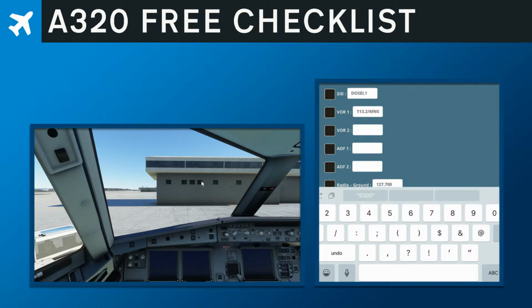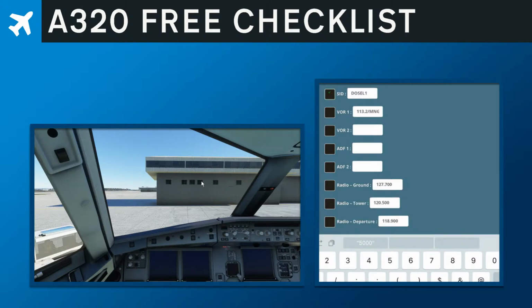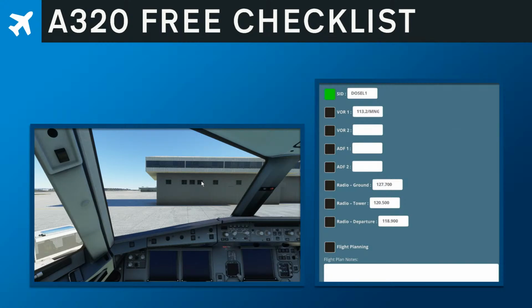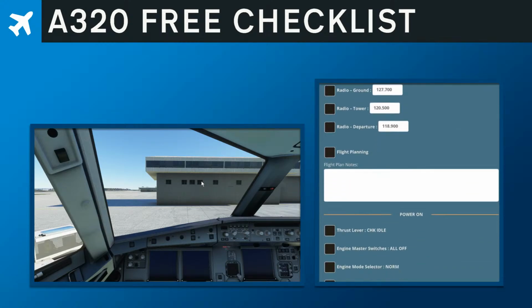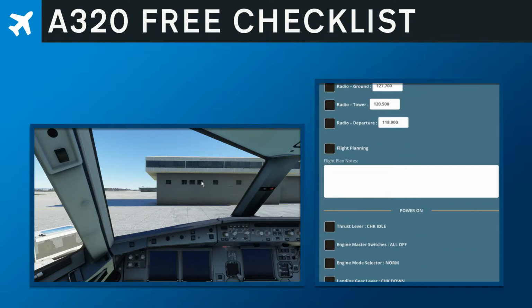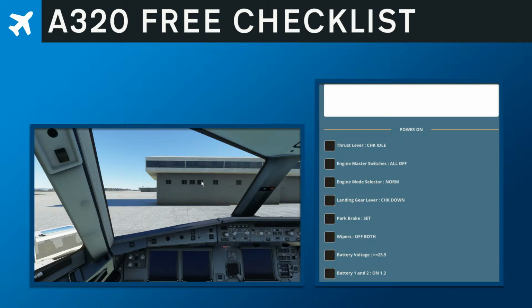So our standard instrument departure is going to be Dorsal 1 out of YMML, and we'll need a VOR of 113.2, and we'll pop that in a minute. I've just made a note of some of the radio stations, but we'll use the basic radio tower and all that kind of thing from the game. So that'll be fine. And we've got somewhere here to make some notes if you want to.